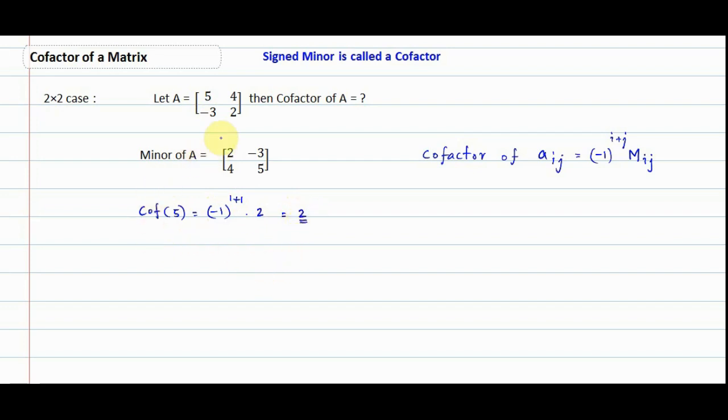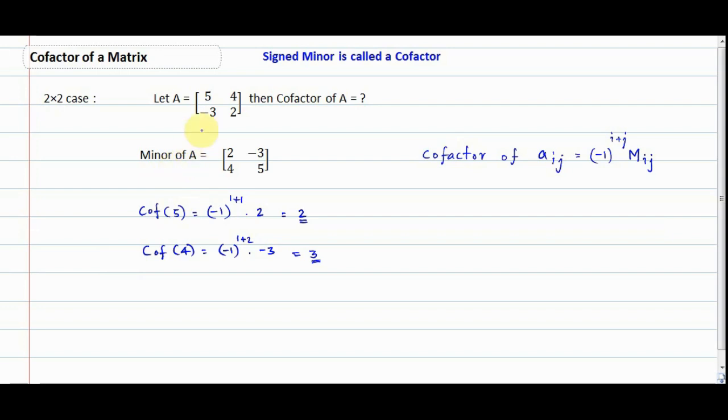Now the cofactor corresponding to element 4, the second element. The cofactor corresponding to element 4 will be equal to minus 1 raised to i plus j, as 4 is present in the first row and second column. Therefore minus 1 raised to 1 plus 2 into the minor value of 4. The minor value of 4 is minus 3. So into minus 3. This will be equal to minus 1 raised to 3, that will be minus 1 itself. So minus 1 into minus 3 will be plus 3. So this will be the cofactor corresponding to element 4 present in matrix A.